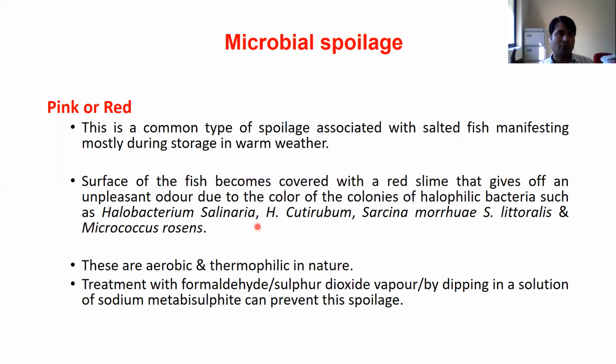Pink or red spoilage is due to which kind of bacteria? That you have to remember: Halobacterium salinaria, Halobacterium cutirubum, Sarcina morrhuae, Sarcina littoralis, then Micrococcus rogens. These halophilic bacteria are aerobic and thermophilic in nature.